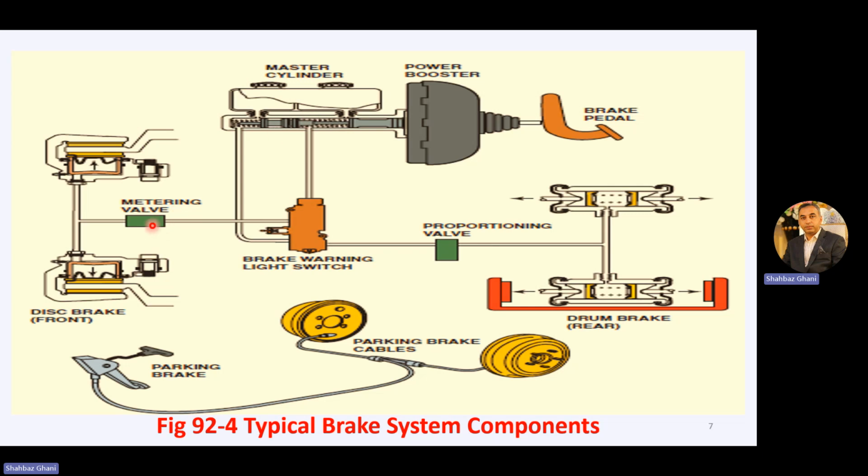So on the front, we have the metering valves, then we have a disc brake in the front, and then we have a proportioning valve for the rear brakes, and then we have drum brakes at the rear end. And the same goes for the parking brake. We have a foot pedal here, then adjuster, brake adjuster, and the cable going to the drum brakes.